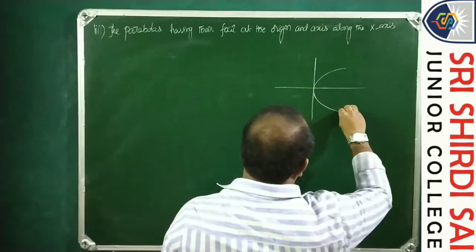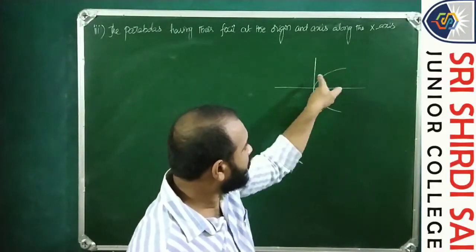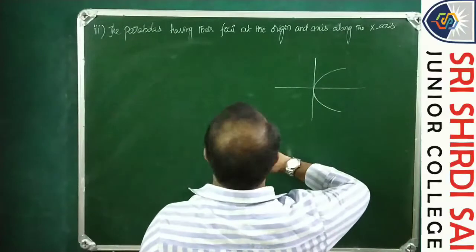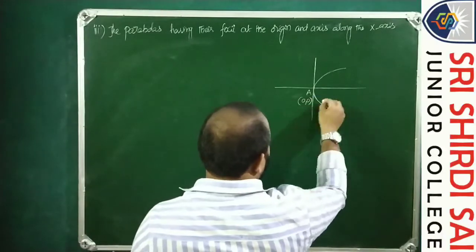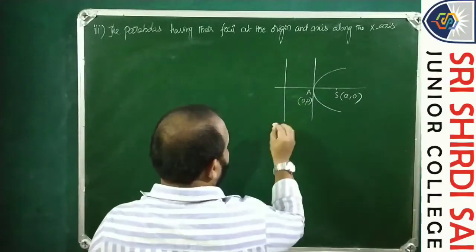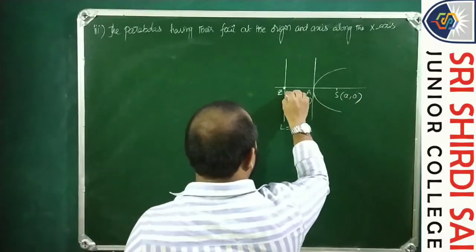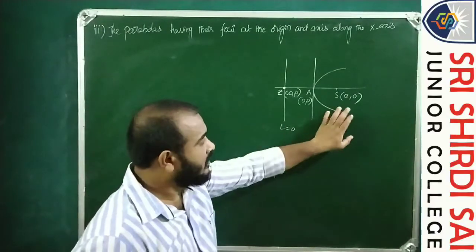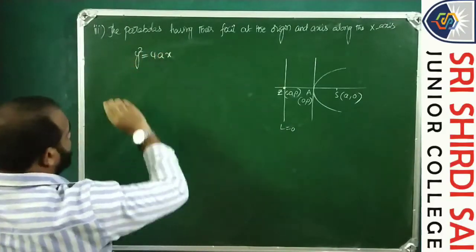So here the x-axis is acting as the axis of symmetry of this parabola. The vertex A is 0, 0. Here S is (a, 0). And this is the directrix, x + a = 0. This is Z, which is (-a, 0). So therefore the equation of this parabola is y square equals 4ax.